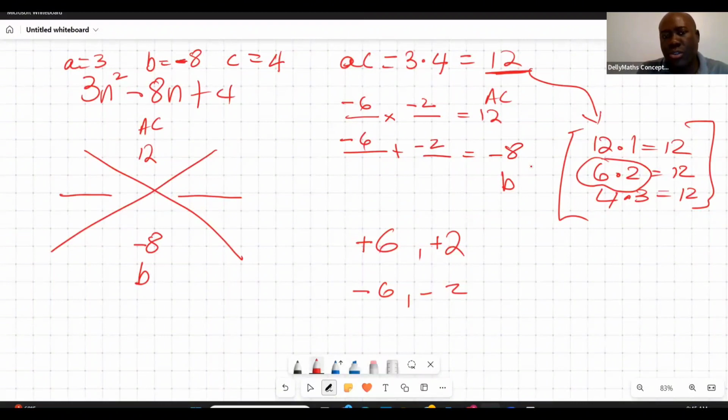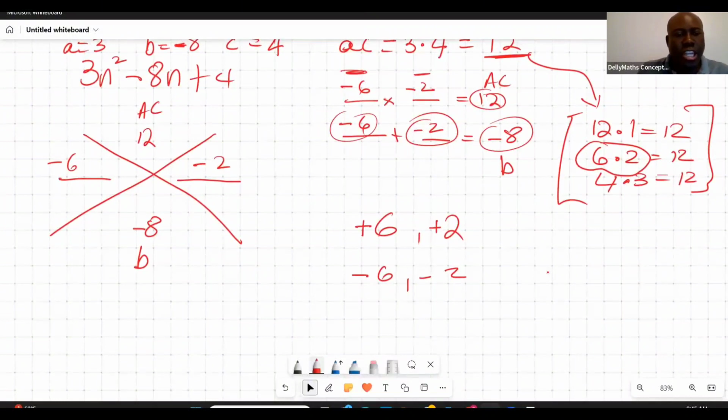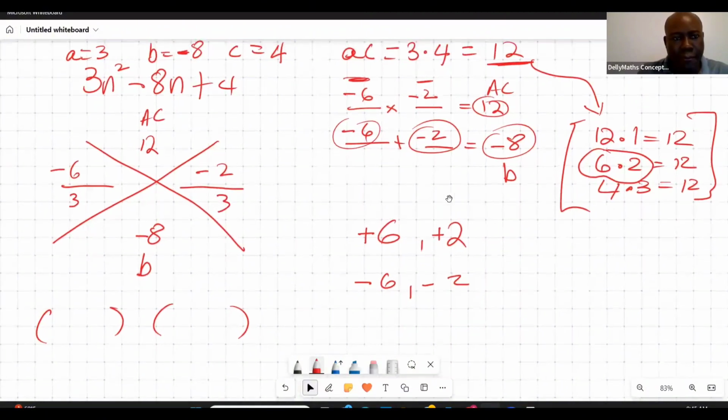-6, -2. Let's do the math. -6 times -2 is +12. -6 plus -2 is -8. So -6 and -2, they do work, all right? So in this case, now we're almost there. We could open our parentheses. What we're going to do is to divide by A. A is 3. I'm dividing by 3, dividing by 3, right? So A is 3 right there.